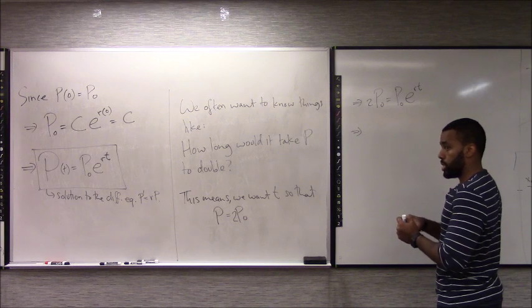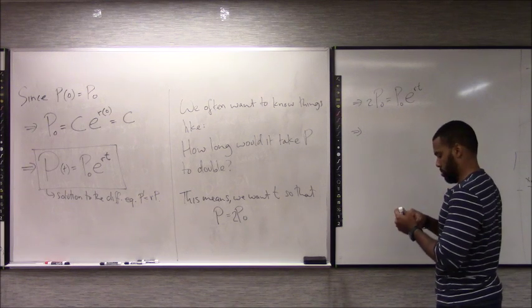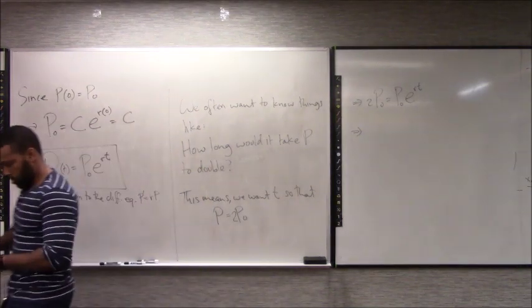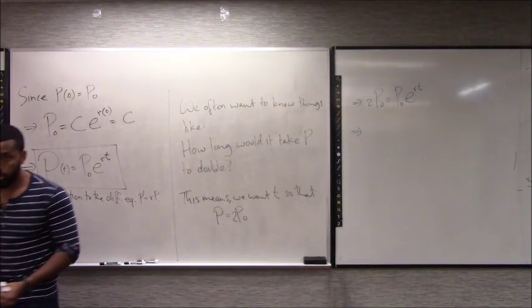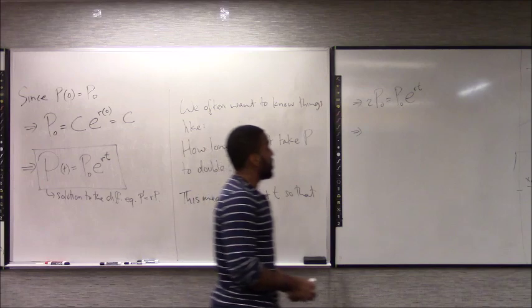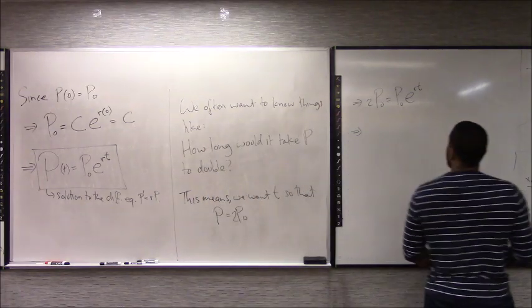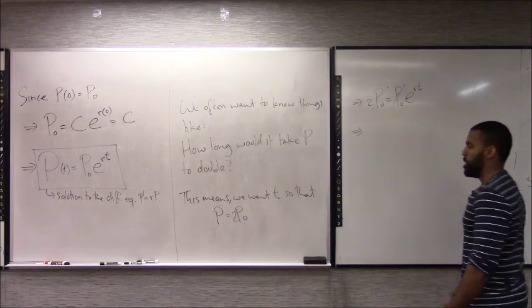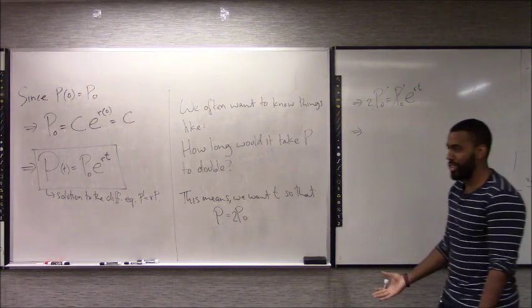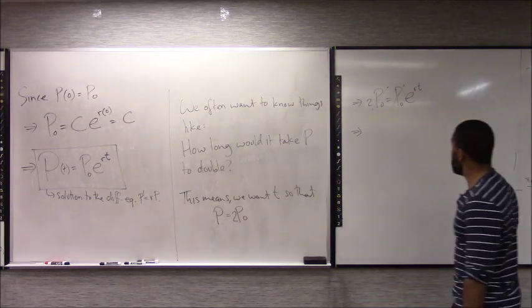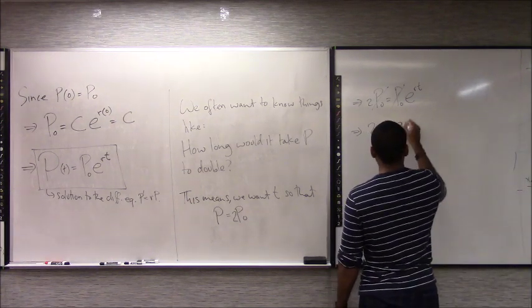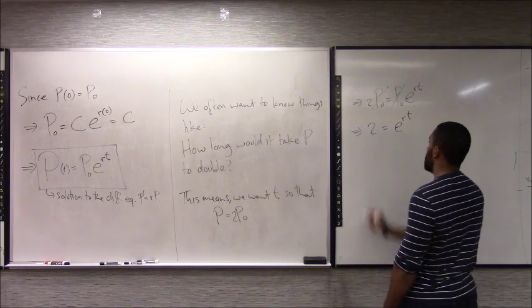How would I solve this for t? Divide by P0. We can divide both sides by P0, assuming it's not 0. If it was 0, the thing isn't growing. There's nothing there to grow. So we can assume P0 is not 0 and divide both sides by P0 to get 2 equals e to the rt. Then?